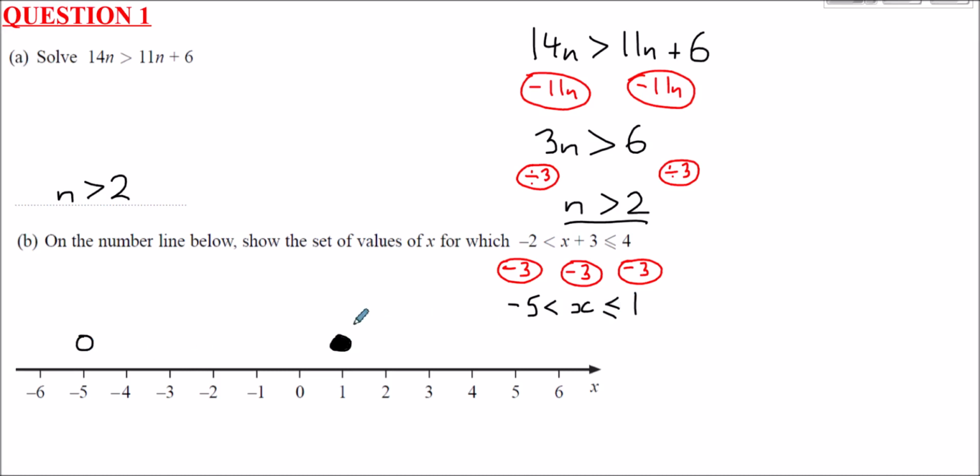We fill in this circle by the 1, and we need to draw a line connecting both circles to tell us the range of allowed values that x can take. So x can be anything in the black, it can't be in the hollow, so it needs to be greater than minus 5, all the way up to and including 1. That's question 1 sorted.